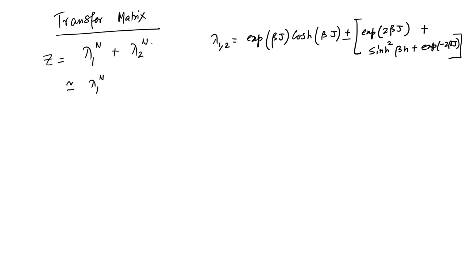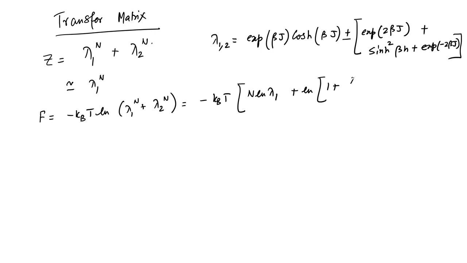And you can actually write this down as lambda 1 to the power n, or even if that is not appealing to you, in the limit n going to infinity, you can keep both lambda 1 and lambda 2 to the power n, and write down the free energy, which is equal to minus kT log of lambda 1 to the power n plus lambda 2 to the power n. And this can be written as minus kT n ln lambda 1 plus ln of 1 plus lambda 2 by lambda 1, the whole bracket to the power n. And so this is the expression for the free energy. And you can now neglect the second term because it's to the power n, and then it's inside a log, so we can simply write this as minus n kT ln lambda 1.